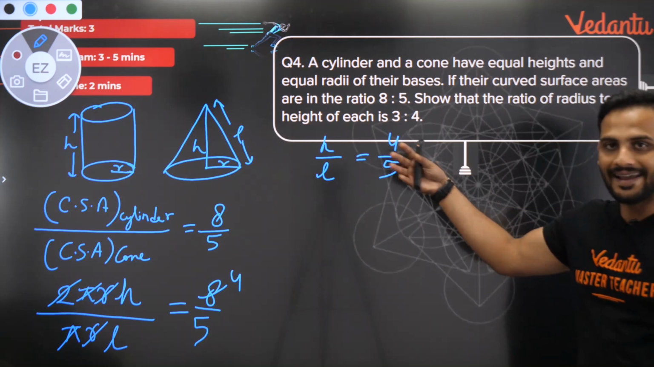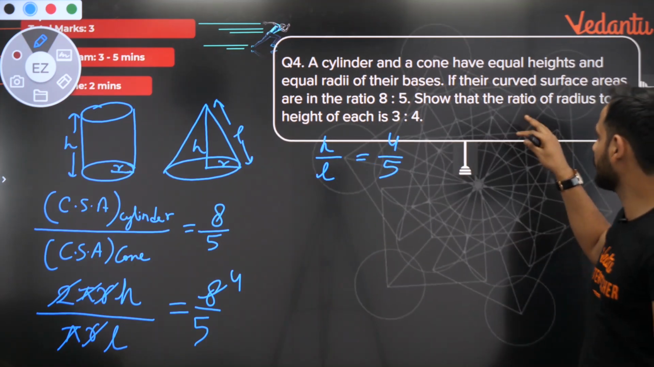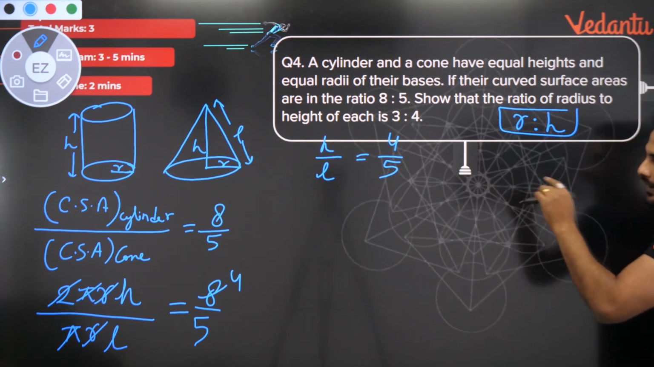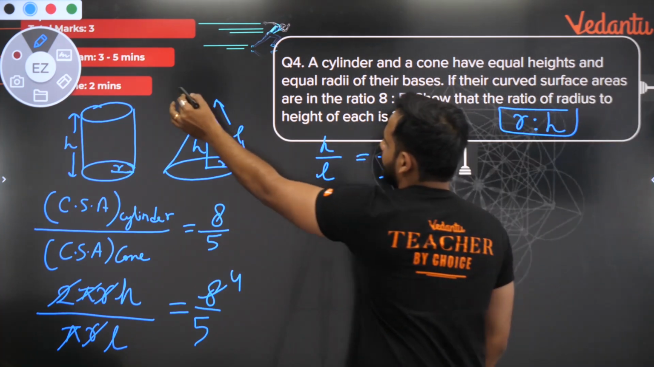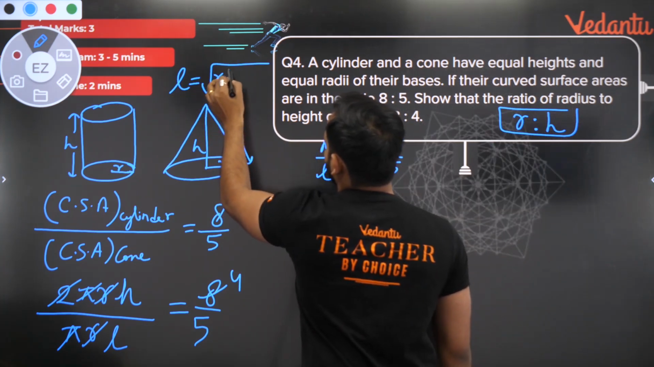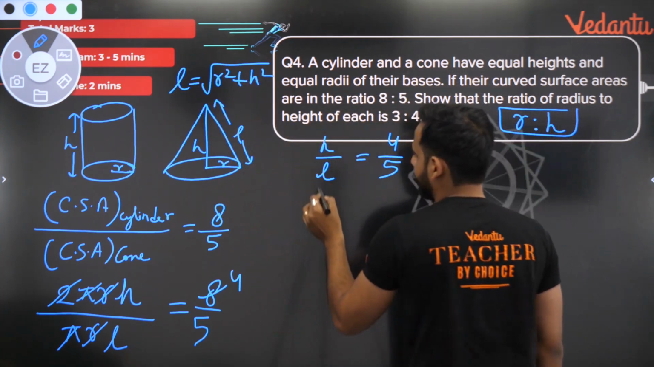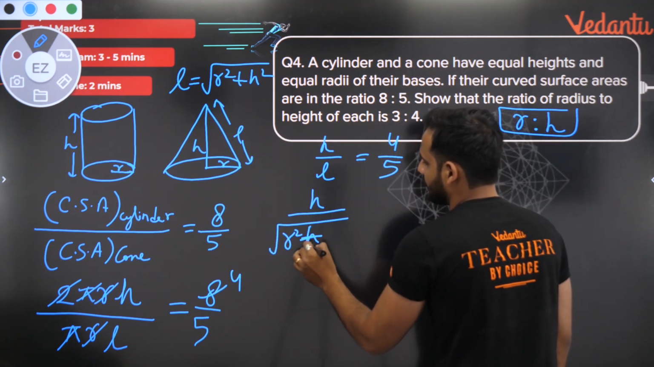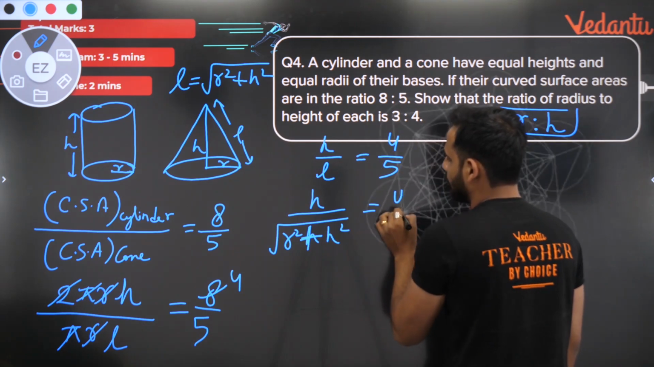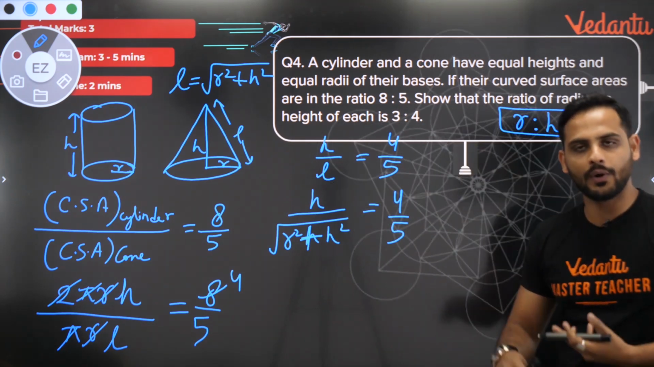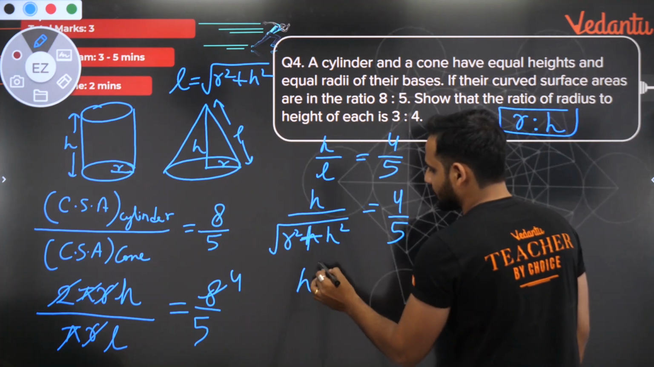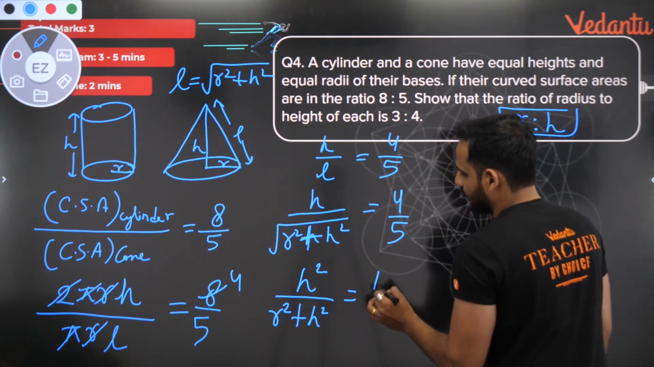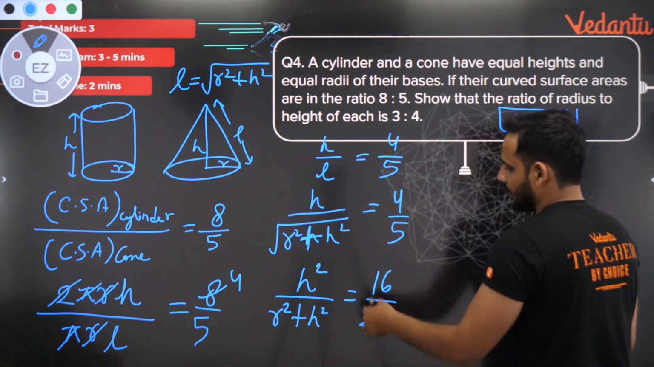Now L is not in the required answer. We want the ratio of radius to height. So what I will do, I know that the slant height of a cone can also be written as under root of r square plus h square. So I will write it as h upon under root of r square plus h square is equal to 4/5. The next step is what? Square on both the sides. So it will become h square upon r square plus h square is equal to 16 upon 25. Cross multiply.